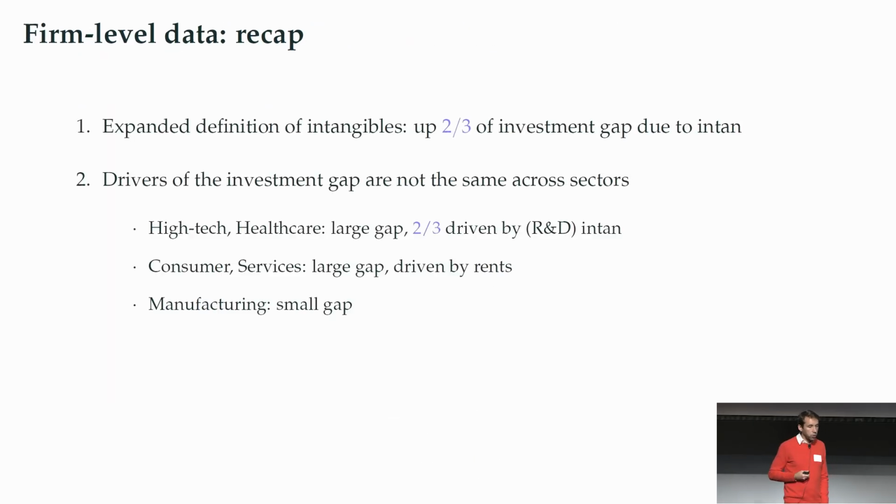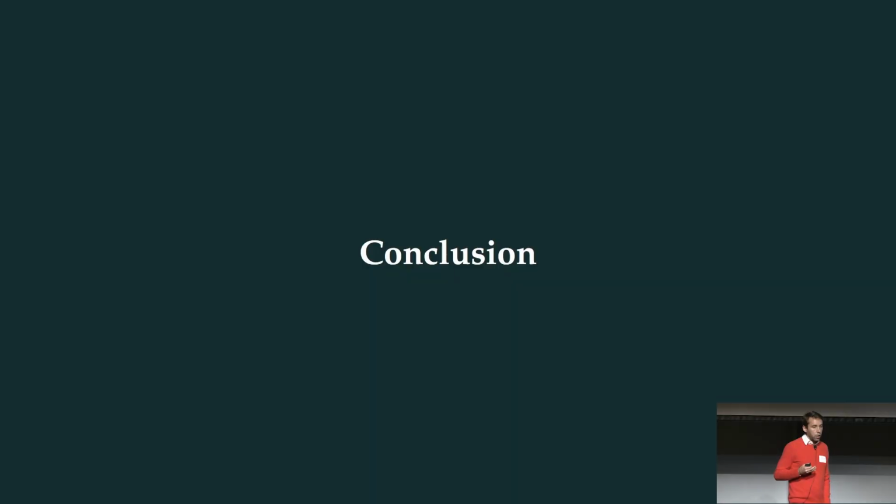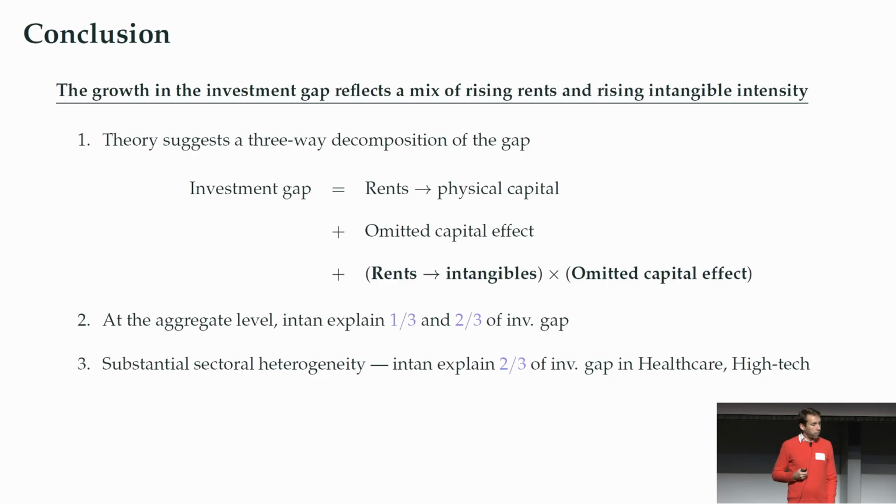Okay, so I'm going to skip the recap and conclude. I'm way ahead of time. What we wanted to investigate in this paper is where the disconnect between valuations or measured returns to capital and investment rates is coming from. Is it rents? Is it intangible intensity? Our analysis is nuanced on some level. We're saying it's a mix of the two.